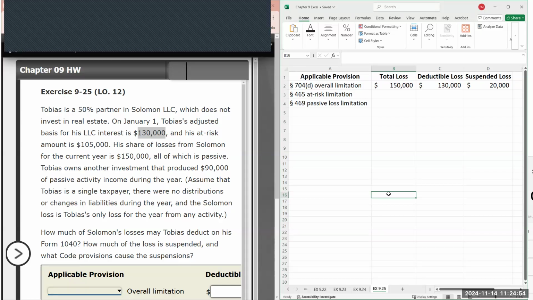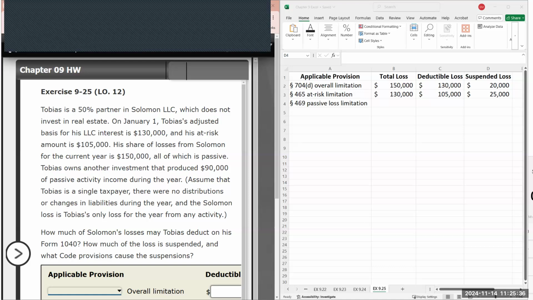Losses that are deductible under the basis limitation are deductible only to the extent that the partner is at risk for the partnership loss. Here it says his at-risk amount is $105,000. Based on that, his basis is $130,000, but as it relates to Section 465, his at-risk amount is $105,000. So the suspended loss under these rules is $130,000 minus $105,000. The suspended loss would be $25,000.